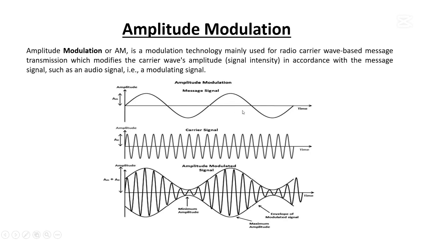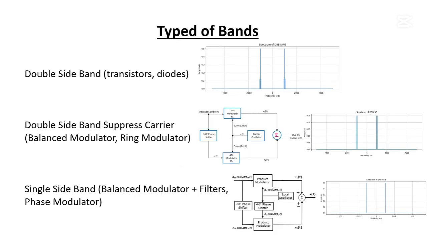I hope you got this point, that amplitude modulation is nothing else but the variation of amplitude on the carrier signal by the message signal. I hope it's clear now. Now we'll see the types of it.